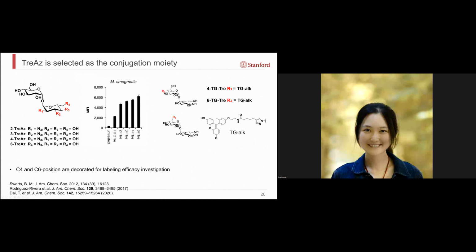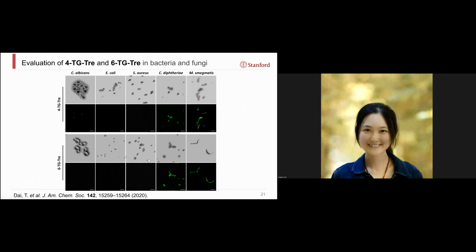So we first attached the fluorescent dye onto the 4th and 6th positions, and then incubated them with a variety of fungi and bacteria species. So in this case, C. albicans and E. coli are remotely related to Mycobacterium tuberculosis, because one is a fungus and the other is gram-negative. S. aureus is a gram-positive bacterium. So those 3 species are remotely related to Mycobacterium tuberculosis. Although they are clinically relevant, they are not showing any signal.